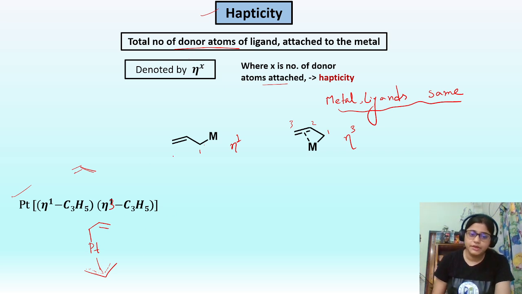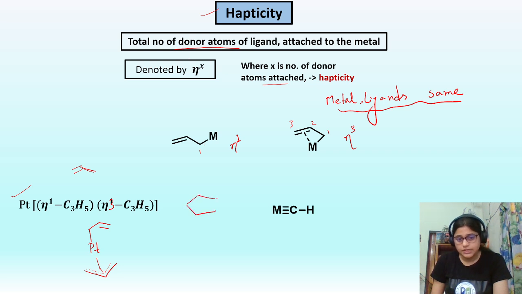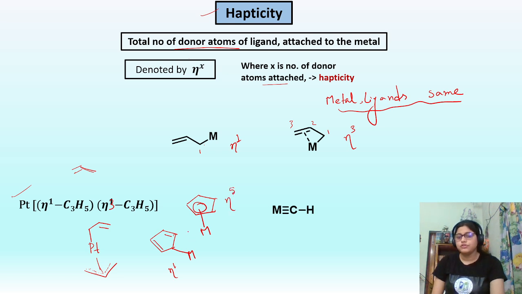If, let's say, eta 5, then 5 carbons are involved, right? This one will be eta 5. It can show eta 1 also. How? Let's say double bonds are here and it is forming a bond only through this. Only 1 carbon is joined, so it is eta 1, but this one is eta 5. You understood? So you just see how many carbons are attached with the metal. That will be your hapticity.